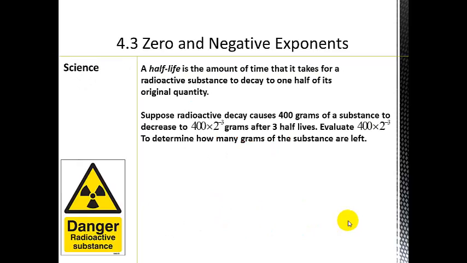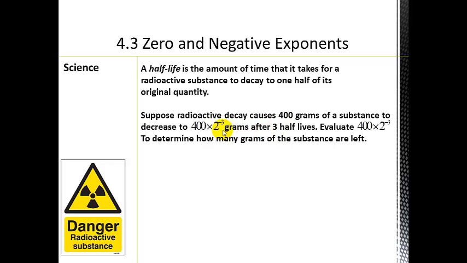Okay, so first of all, calm down. I don't want you to write this all down unless you really, really want to. So breathe and read the problem with me. Here we go. A half-life is the amount of time that it takes for a radioactive substance to decay to one half of its original quantity. Okay, so suppose the radioactive decay causes 400 grams of a substance. I don't know what it is, but it's radioactive, and we are having it decrease to 400 times 2 to the negative 3 grams after 3 half-lives.